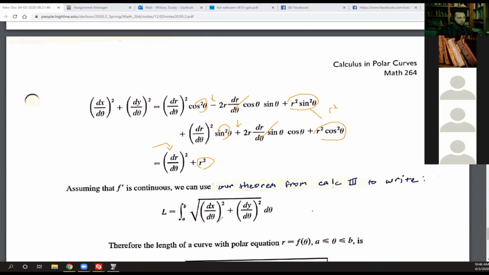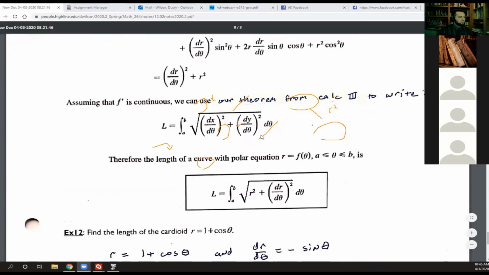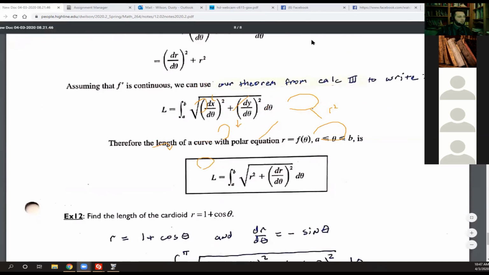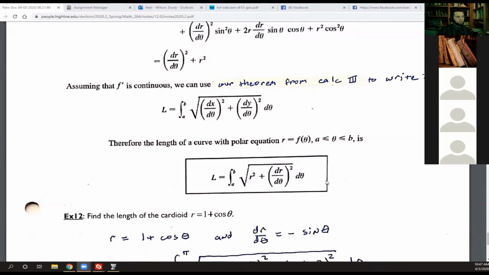Stick it under the radical and you get that the arc length is equal to the integral of the square root of r squared plus dr d theta quantity squared, all d theta. It looks like another formula to memorize, but the reality is it's just a straight up extension of the formula you already had for finding the arc length of a parametric curve. Makes sense? Give me a thumbs up or thumbs down?